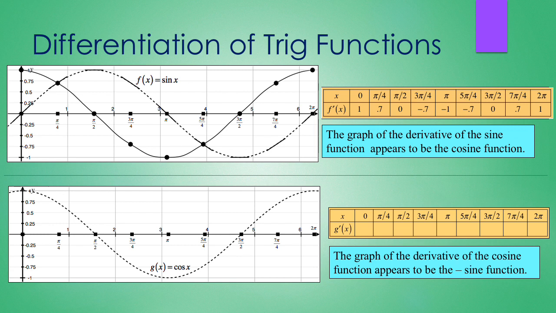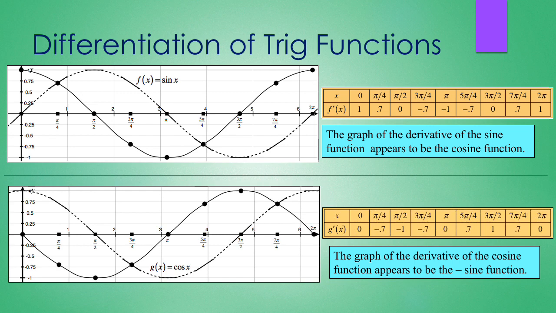Let's do the same thing with the graph of g of x equals cosine of x. Stop the video and draw tangent lines at x is equal to 0, pi over 4, etc., to 2 pi. Complete the chart, calculating the approximation of the derivative at those points. Plot those points on the graph and then connect the dots. What function does the derivative of g of x equals cosine x suggest?